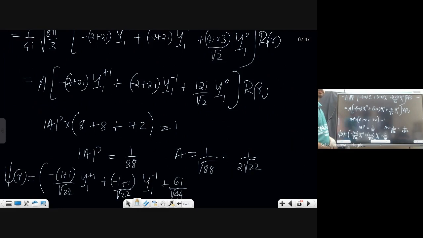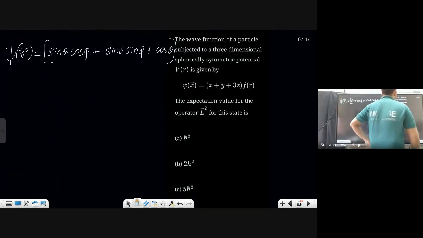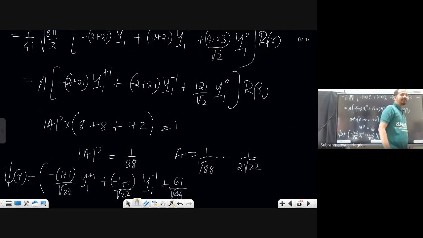I think we can say it a bit differently. L square for this is 2h bar square. Now, sir, all you need here is expectation values. You need probability of each. For each it is L square, the same value. It's 2h bar square. It is 100% probability.